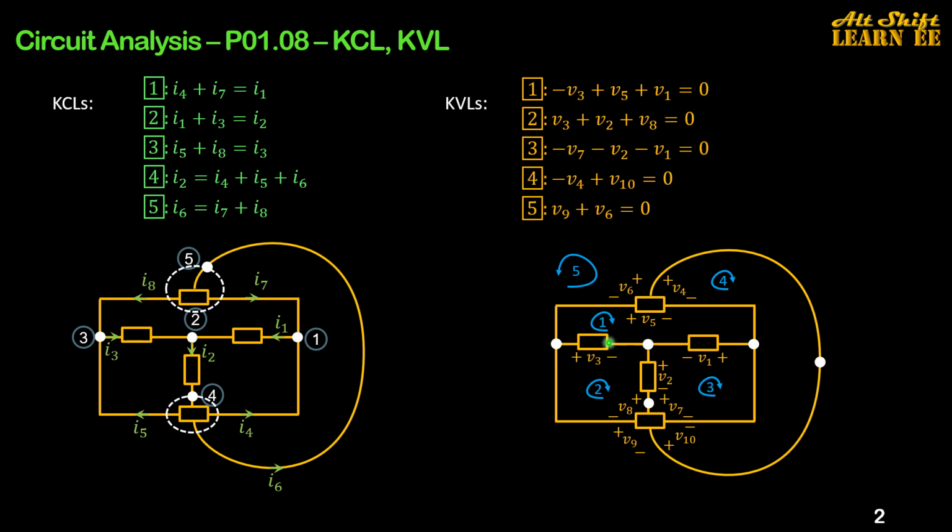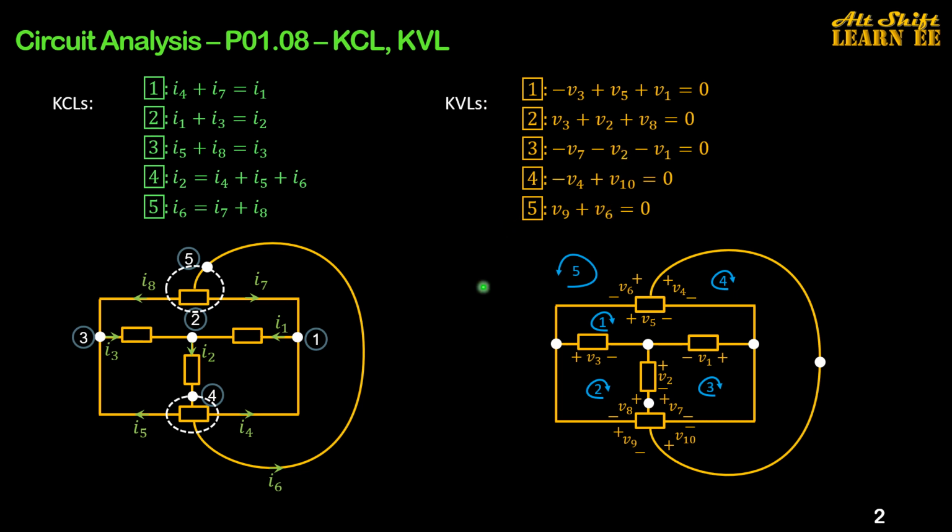Starting from here, minus V3 plus V5 plus V1 is 0. For mesh 2, V3 plus V2 plus V8 is 0. Same for mesh 3, 4, and for the outside mesh, I have V9 plus V6 is 0. You may think yes, there is no V9 or V6 in the above equations.